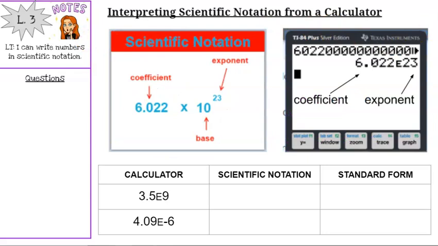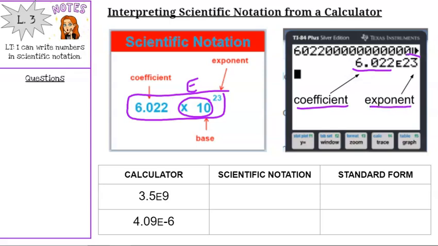Last step is that sometimes your calculator is going to give you a number in scientific notation, but it's not going to look the exact same as the way we write it on paper. So you can see from the images on your paper and on the screen that we have normal scientific notation. We have that coefficient, we have the times 10, and then we have the exponent, the 23rd power. When your calculator writes this, it is going to remove the times 10, and it's going to put an E in its place. So you can see the coefficient is still there. The exponent is still there, but in the middle there's a little E.